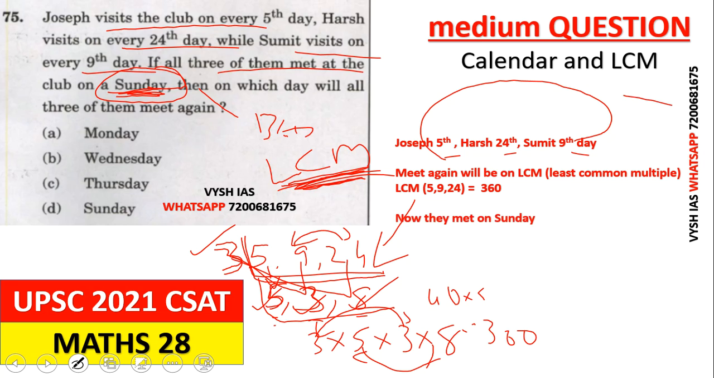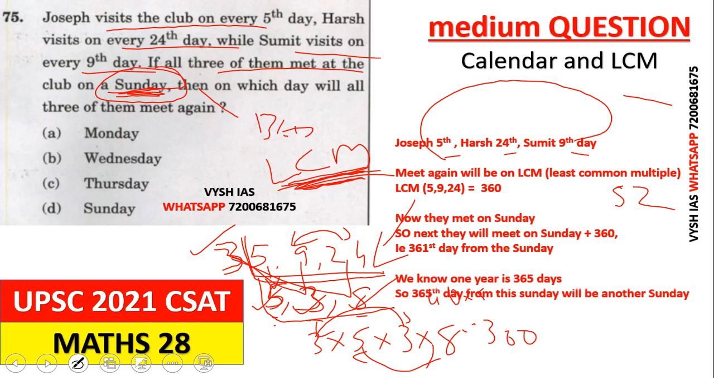Okay, so now they met on Sunday. You have to add another 360 days. That is 361st day. This is the answer. But now how to come to that day is, I told you there are 52 weeks in a year, and next year it will repeat, right? Suppose 1 year is 365 days. 365th day from this Sunday will be another Sunday, because it's repeating.